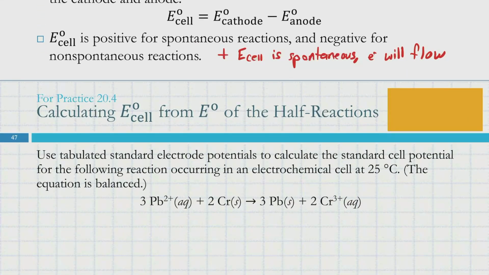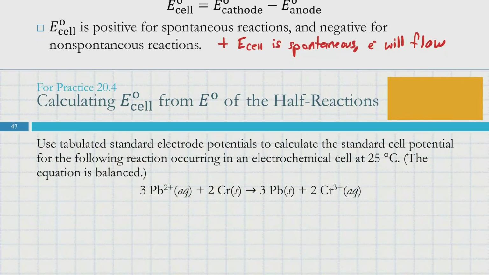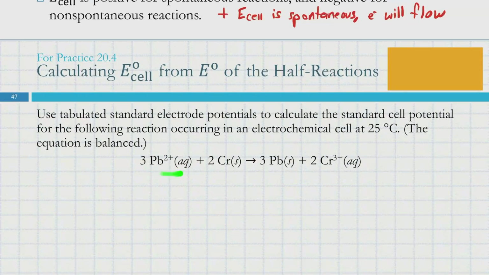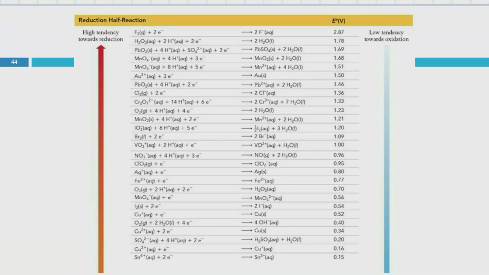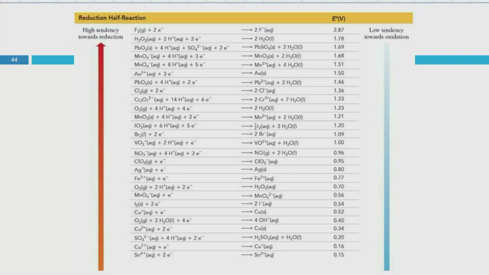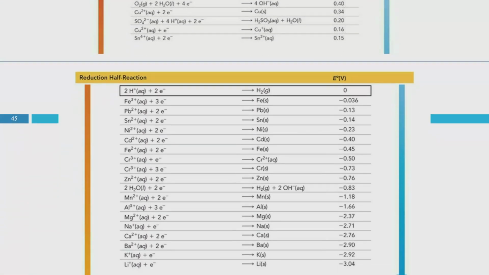Okay, and we will use some tabulated standard electrode potentials. So we're going to calculate a standard cell potential for this electrochemical cell. We've got lead 2+ and chromium going to lead metal and chromium 3+, trivalent chromium. The relevant information we need is in our table 20.1. So let's find lead and lead 2+ and chromium 3+. I'll just scroll back. Okay, looking for lead and lead 2+ or chromium. I think they're both on this negative one.